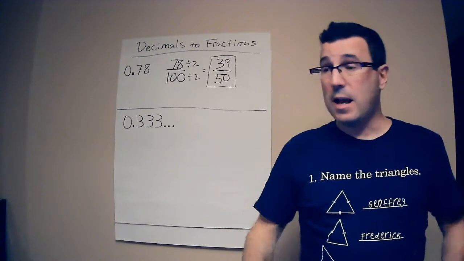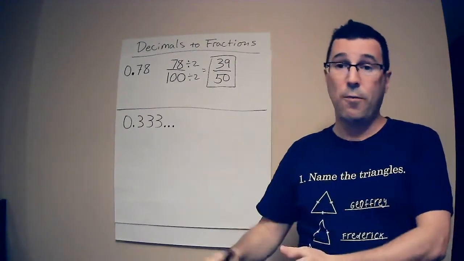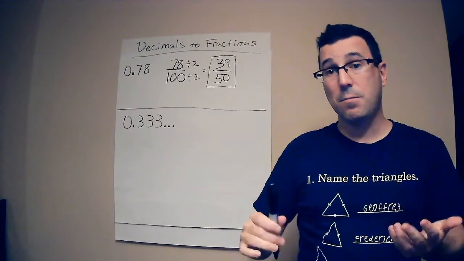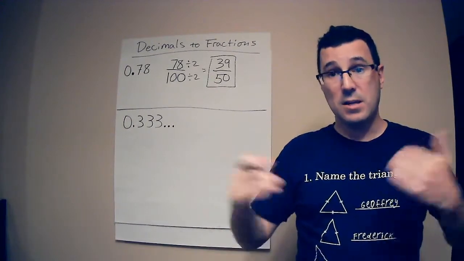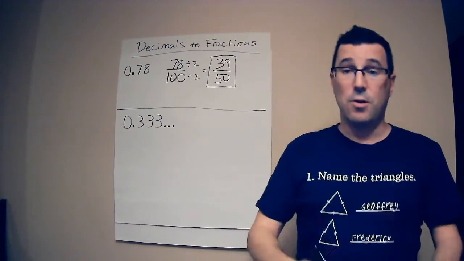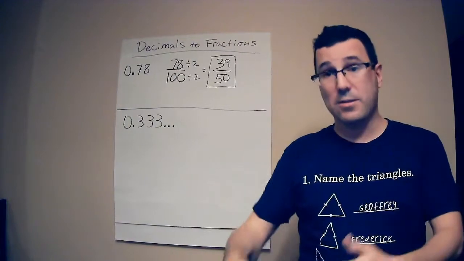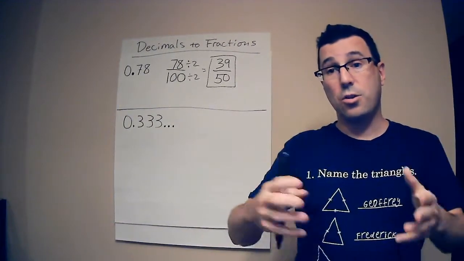And that's easy. Converting from a terminating decimal to a fraction should be easy because you're just using the last place value that the decimal goes to as the denominator. So if it goes to the tenths, you use 10. If it goes to the hundredths, you use 100. If it goes to the thousandths, you use 1,000, and so on. Remember, decimal places are powers of 10.